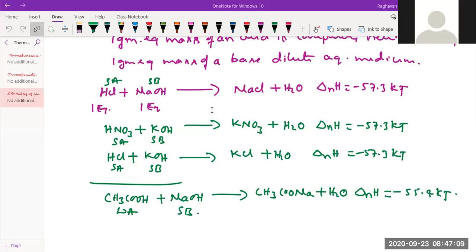Sir, one doubt, sir. Is it constant for weak acid and weak base also? No, it varies. Yeah. Now you can answer.